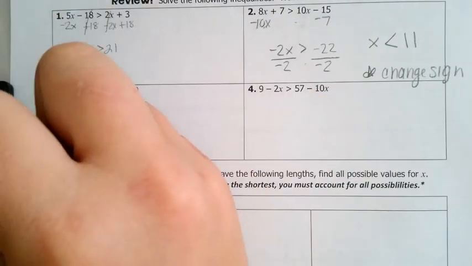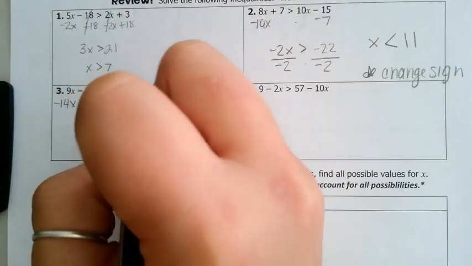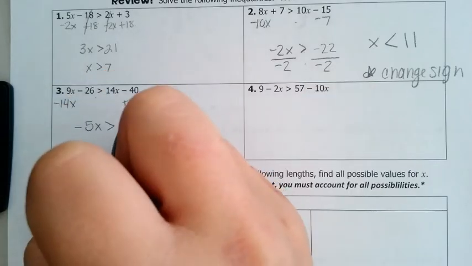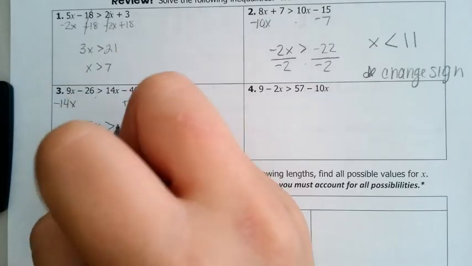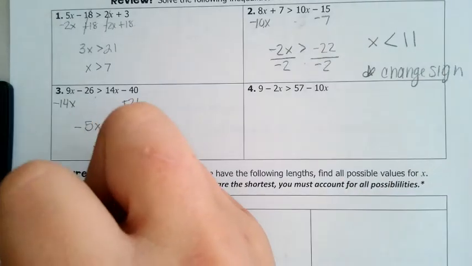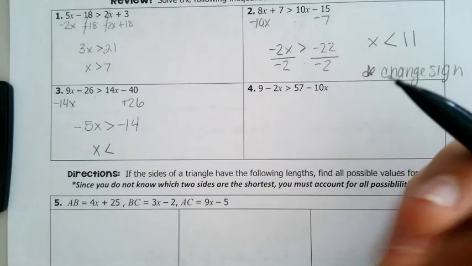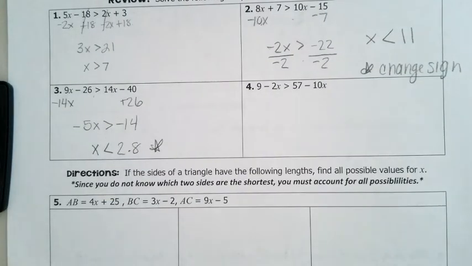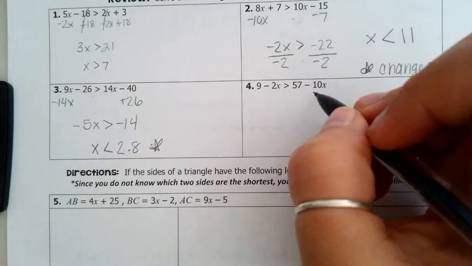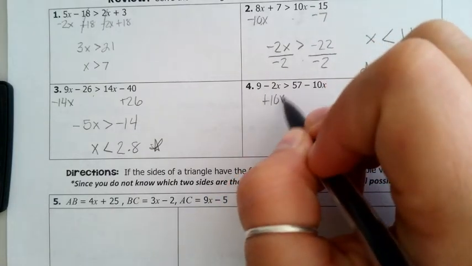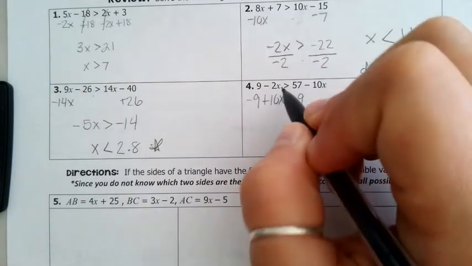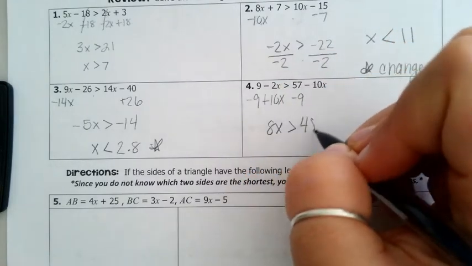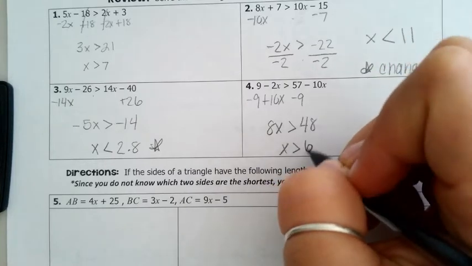Okay, negative 14x plus 26. We get negative 5x is greater than negative 14. So we have to flip it. If you divide 14 by 5 in the calculator, we get a positive 2.8. So this is another change sign problem. Plus 10x minus 9. So we get 8x is greater than 48 and x is greater than 6.